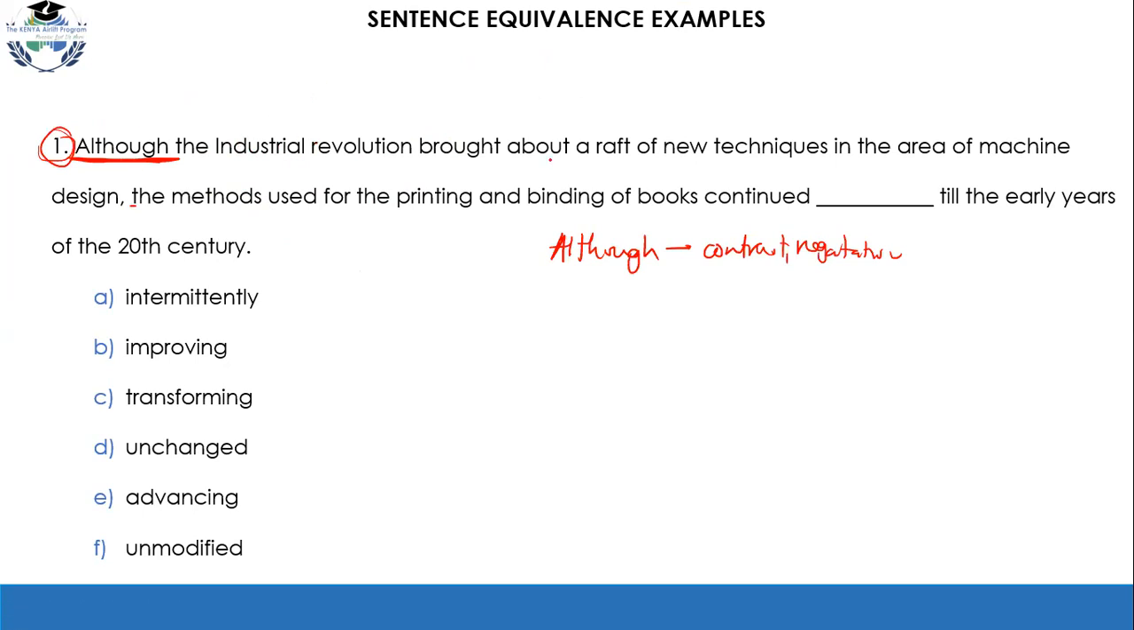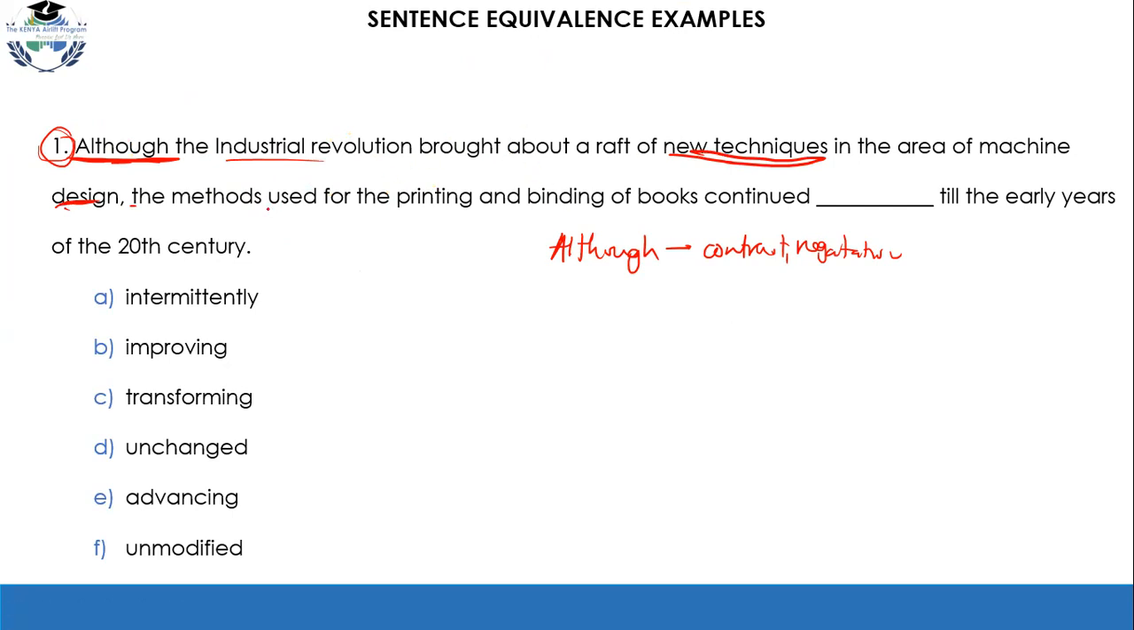Although the Industrial Revolution brought about a raft of new techniques in the area of machine design, all right? So we are talking about new techniques here, new techniques in the area of machine design. So although there are new techniques, meaning something remains similar, something has not changed, something did not happen. Even though there are new techniques in the Industrial Revolution, something did not happen, right?